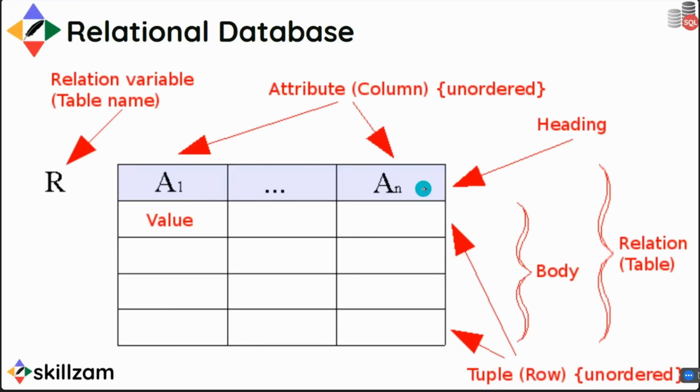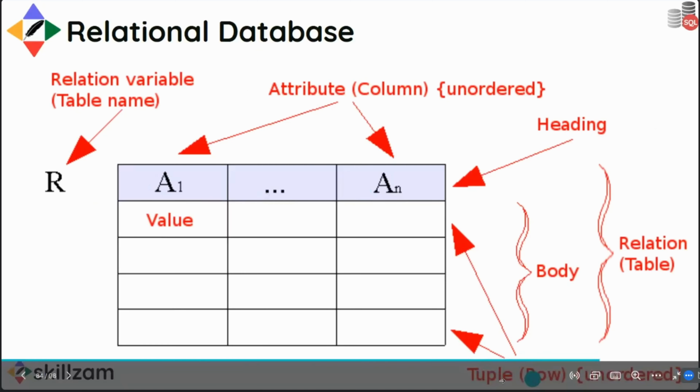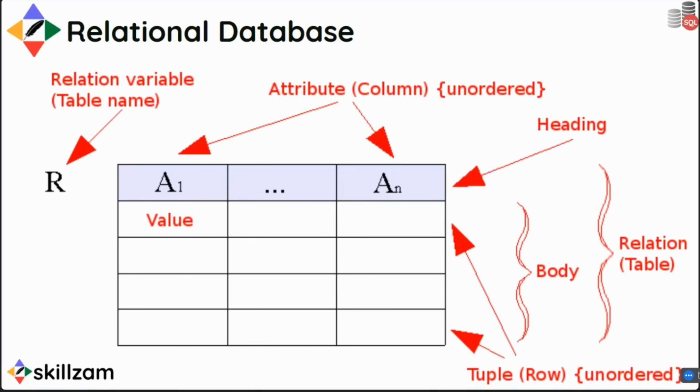This is also called a header. The individual horizontal entries are called rows or tuples. They are also unordered, and all the rows together are called the body. This entire thing is a relational table. This is how you are going to see a relational database management system throughout the course of learning SQL.